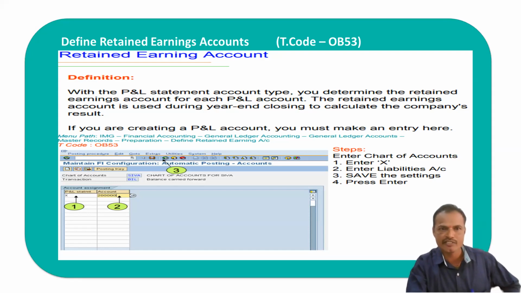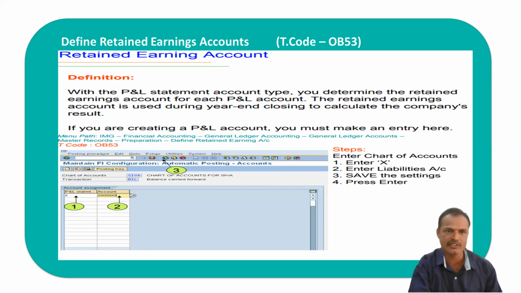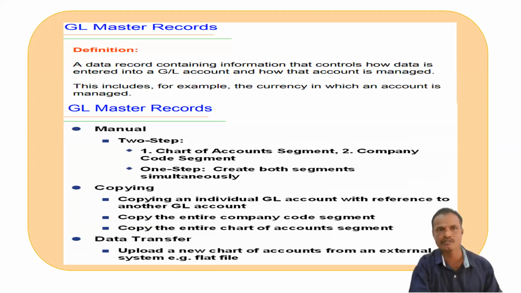First of all, the path is IMG, Financial Accounting, General Ledger Accounting, General Ledger Accounts, Master Records, Preparation, Define Retained Earnings Account. After entering the P&L statement account type, you have to maintain X here, or whatever character you wish to enter. The account is 2 lakhs, and after entering these fields, you go to the Save button. Once you click Save, the data will be saved in the ERP system.